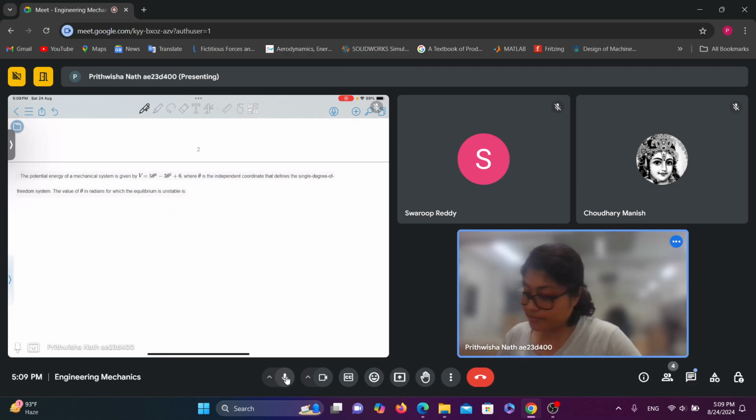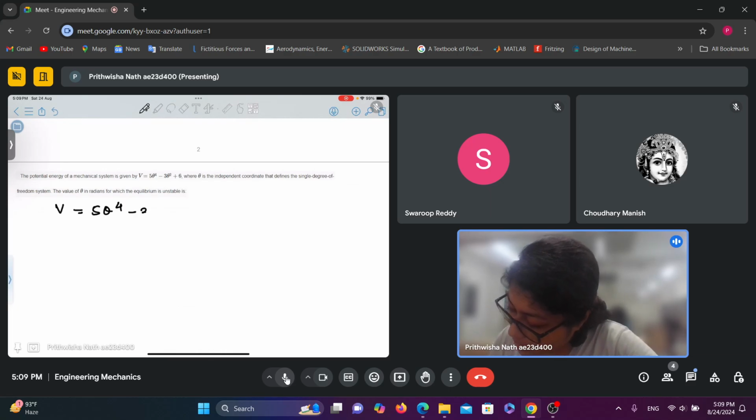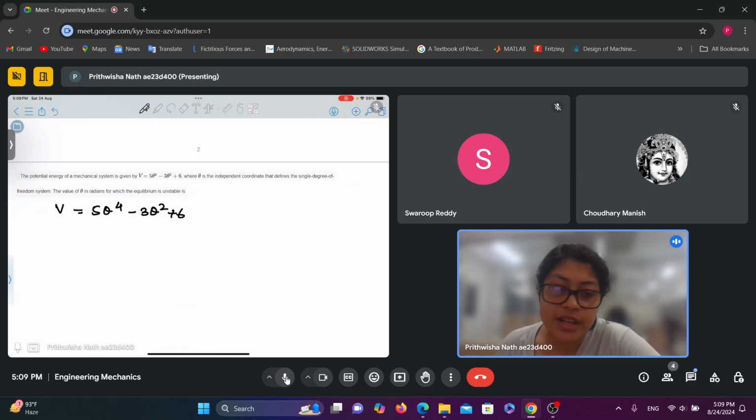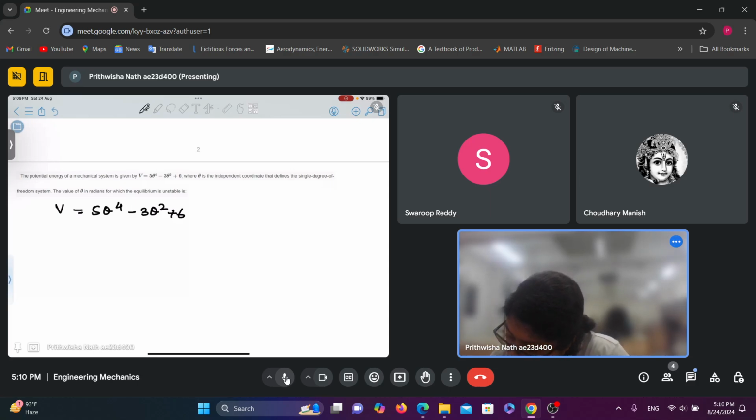Okay, so I'll solve the problem. So the potential energy for the system is given by 5 theta to the power 4 minus 3 theta square plus 6. So for equilibrium, what should be the condition? Can you tell me? For a system to be in equilibrium, what should be the condition? First we need to find the first derivative, right?